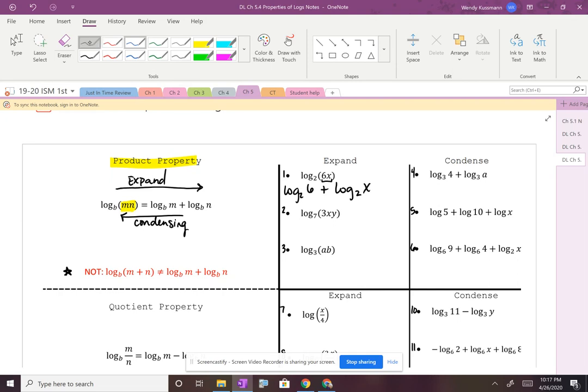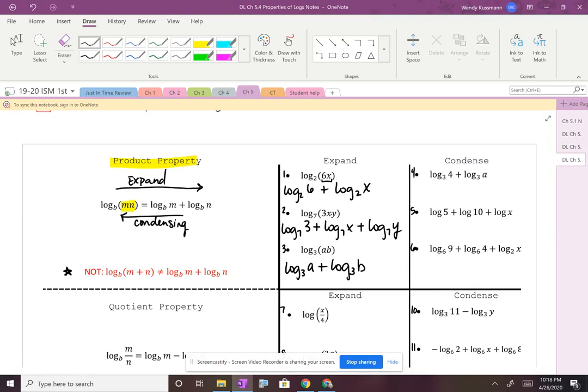Now, technically there are 3 different things multiplied here, so this is just going to break up into 3 separate logarithms. This gives you log base 7 of 3 plus, because multiplication splits up into addition, log base 7 of x plus log base 7 of y. Your turn. Try this with number 3. Hopefully you got that right.